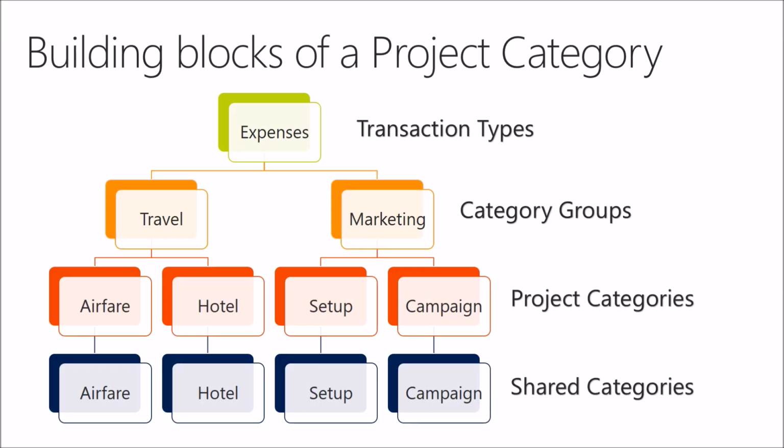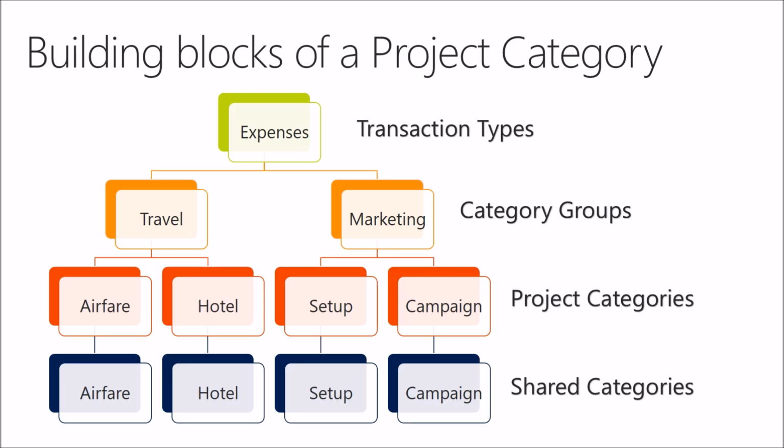What you're seeing on the screen here are the building blocks of a project category. So there's really 4 levels when it comes to creating a project category, and traditionally you would start from the top, but we're actually going to look at it from the bottom up. So the main thing to understand is there's this concept of shared categories. So you can create a shared category, and basically what a shared category means is 2 things. You can share it between legal entities.